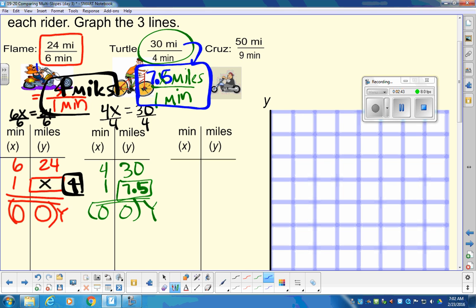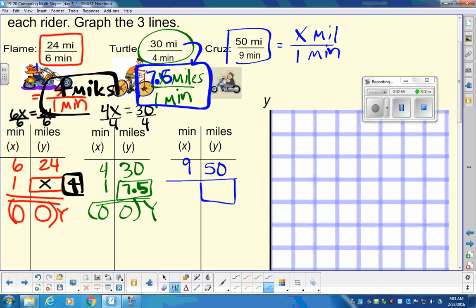And then we have Cruise. Cruise is traveling 50 miles in 9 minutes. We want to know how many miles is that in 1 minute. So let's set up Cruise's scenario. We have 50 miles, 9 minutes is how many miles in 1 minute? That would be our speed at which it's traveling.